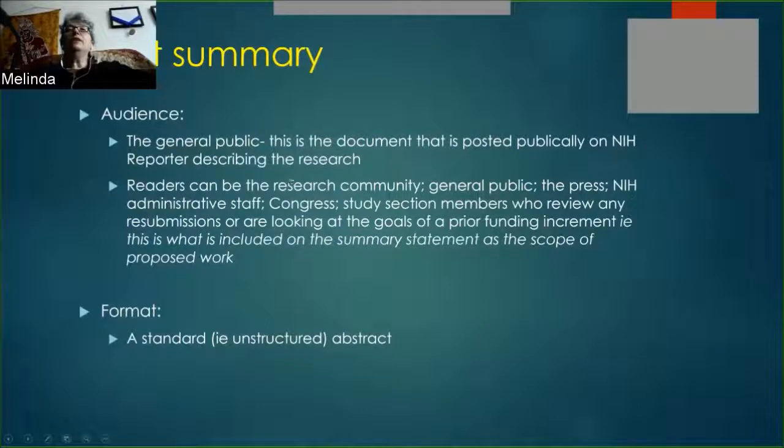A very important constituency that reads the project summaries are Congress and congressional aides, and members of the study section who review your resubmission or your competing renewal, because the project summary is the only piece that gets included in your reviews. So that's the only piece that a study section member will see on a resubmission or a competing renewal. This is what's included on the summary statement when you get your scores back.